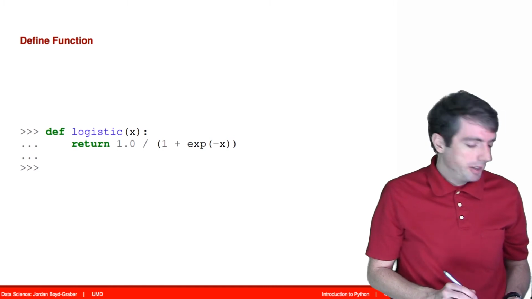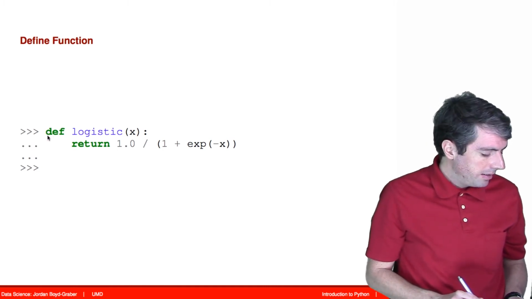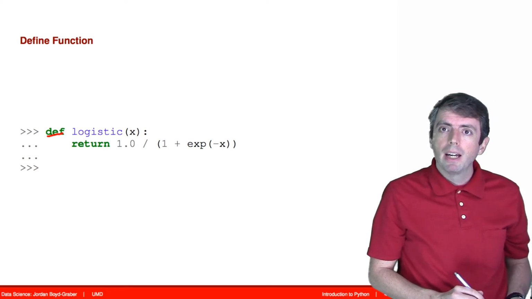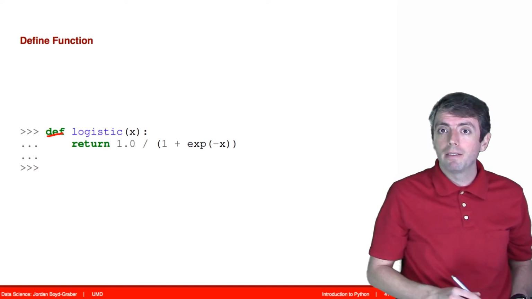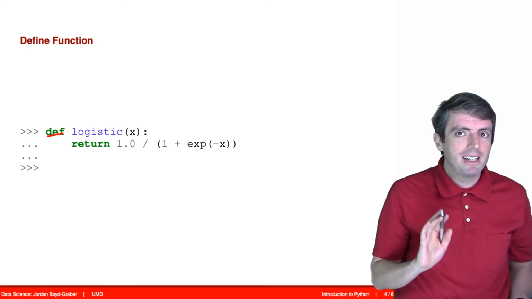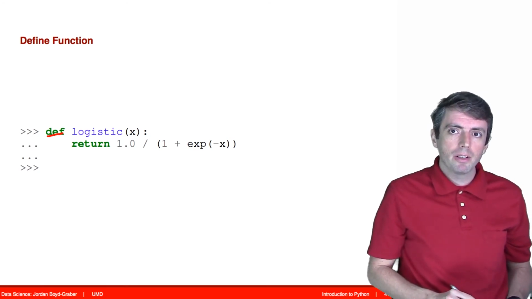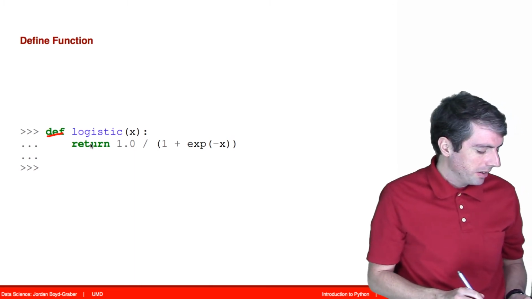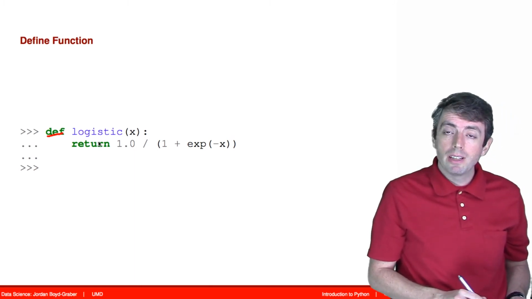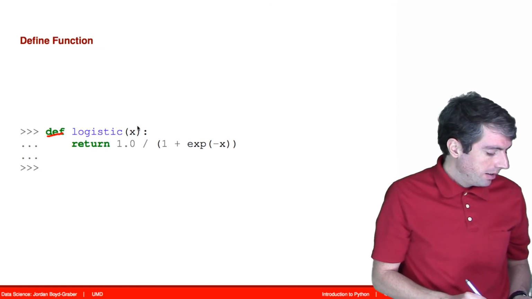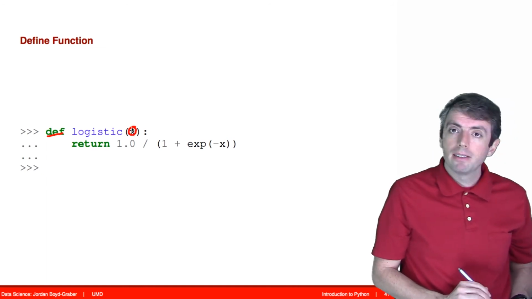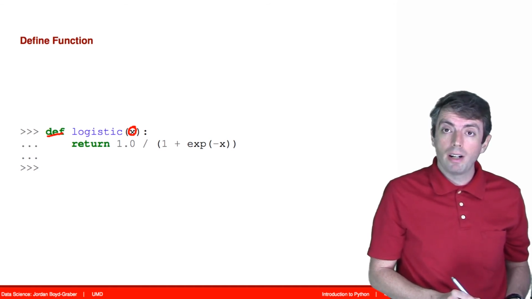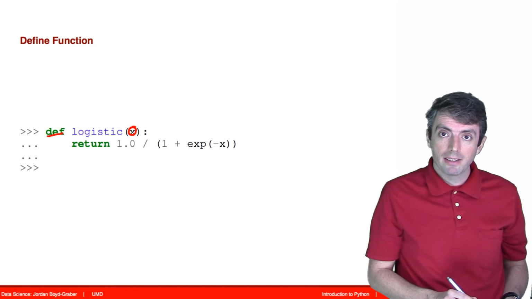To create a function, you use the command def, which is short for define, and then you give the name of the function. In this case, we're calling the function logistic. We'll see a lot of the logistic function in this course, but this is a way to get you acquainted with the logistic function a little bit earlier. The logistic function takes one argument, and we call that argument x. We have defined now a function called logistic that takes one argument, and that argument is called x.